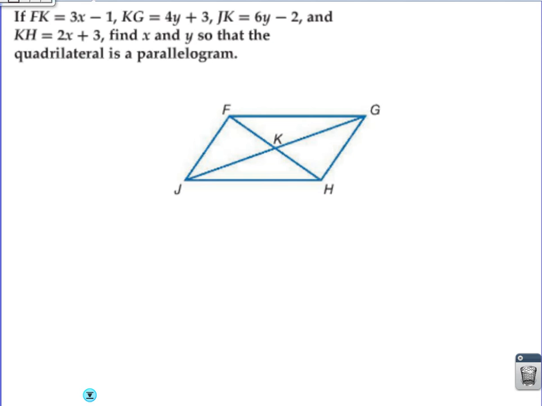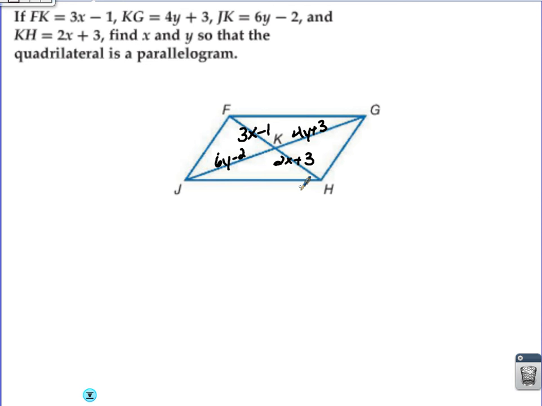If FK is 3x minus 1, and KG is 4y plus 3, JK, just kidding, is 6y minus 2, and KH is 2x plus 3. Find the values of x and y that make this a parallelogram. This is very similar to that whole parallel lines thing that we did. What makes that a parallelogram?